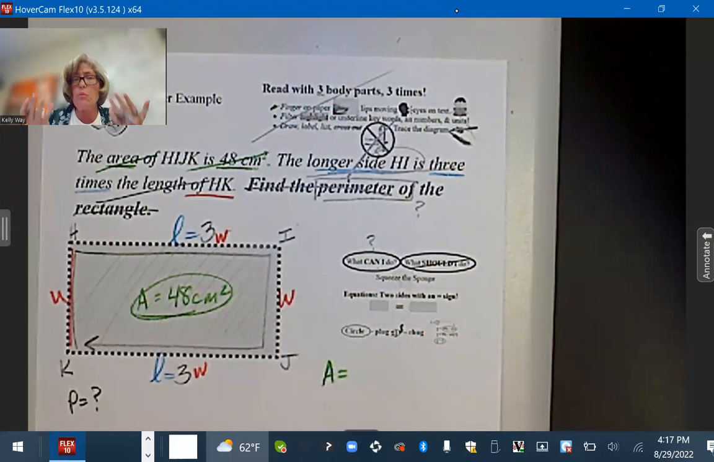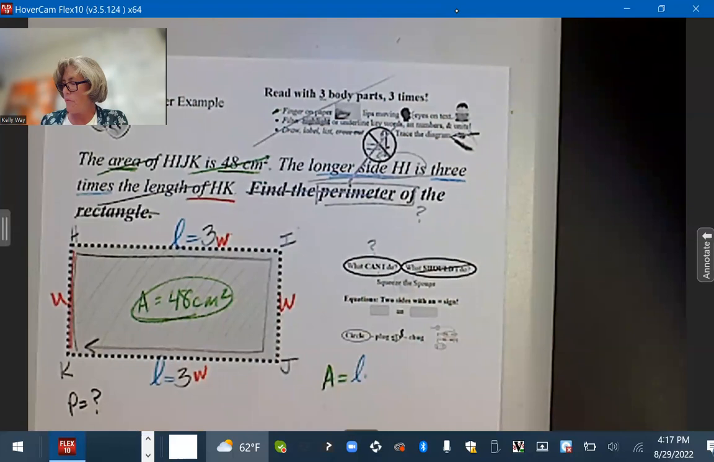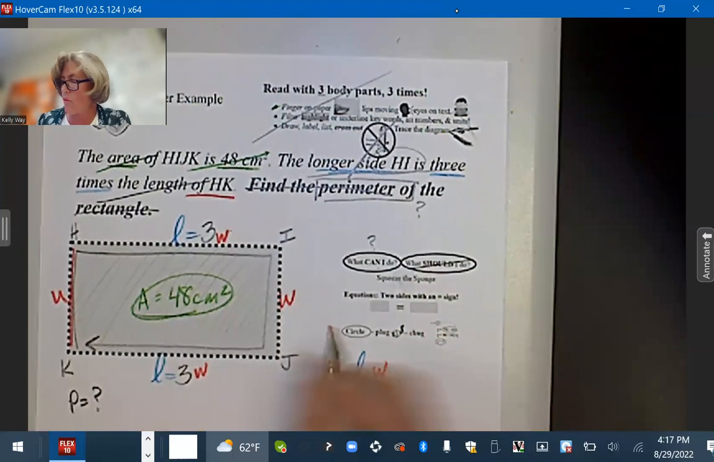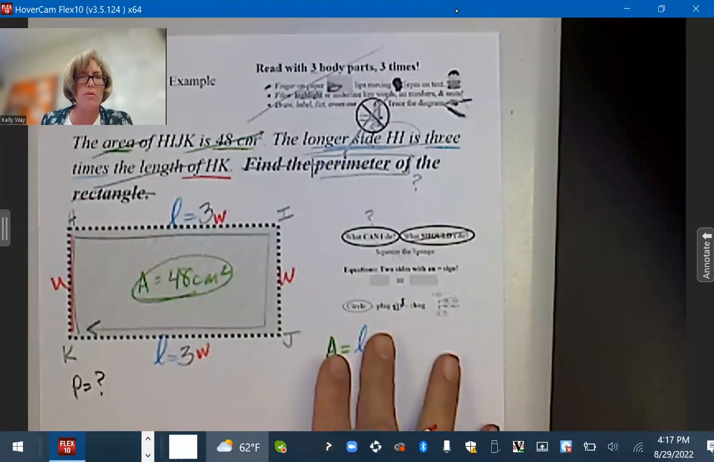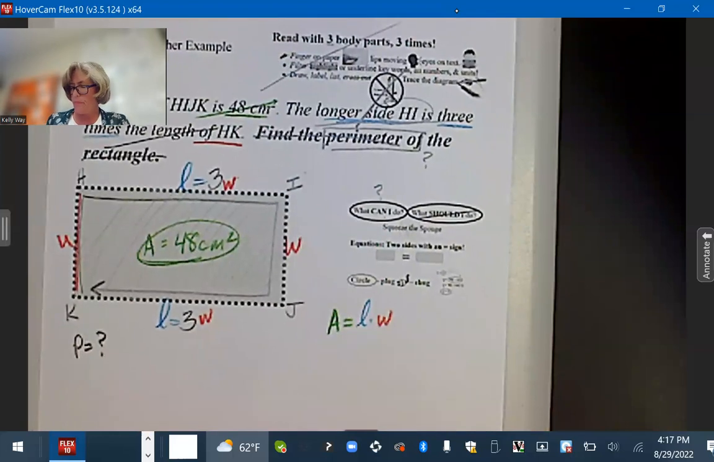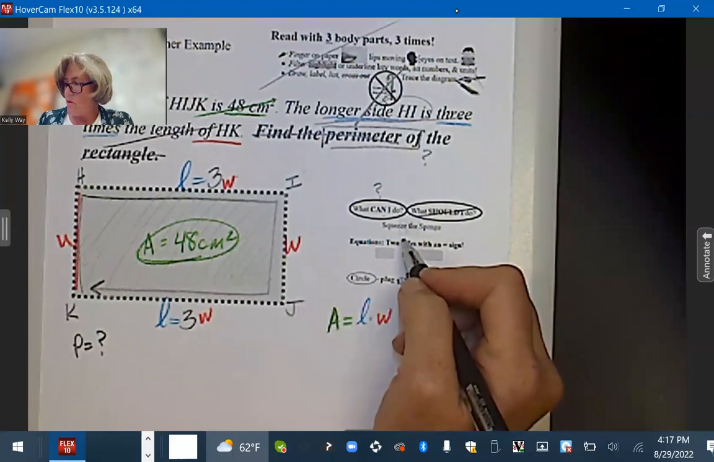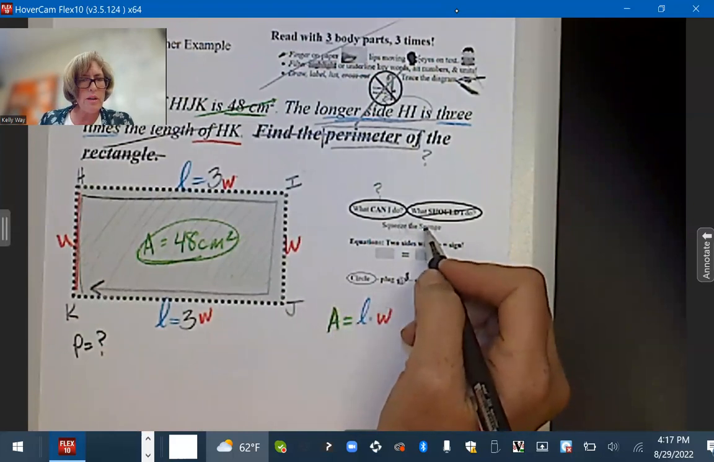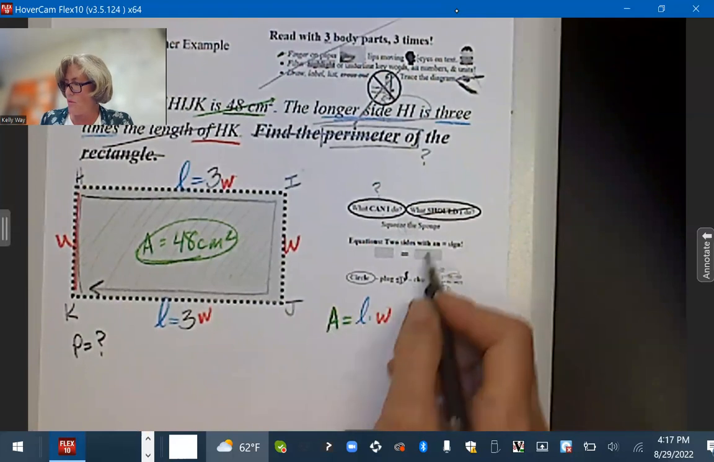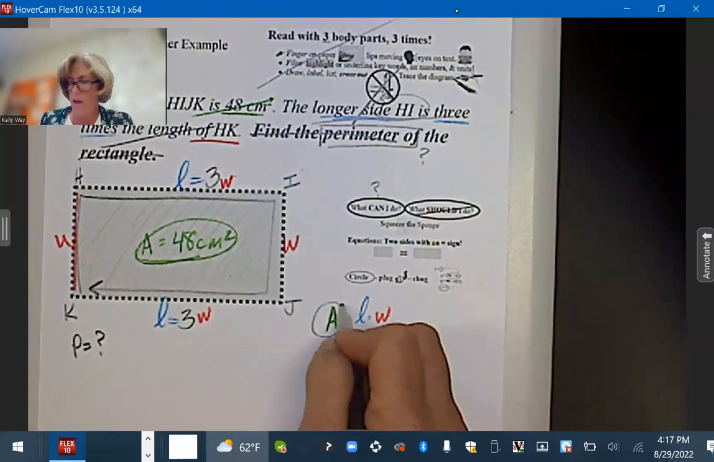What can I do? Well, I could at least write the equation, can't you? How do you find area of a rectangle? Area equals length times width. I can do that. Let's start figuring out what else we can do. Circle, plug, chug. Equations have two sides with an equal sign. Circle area.